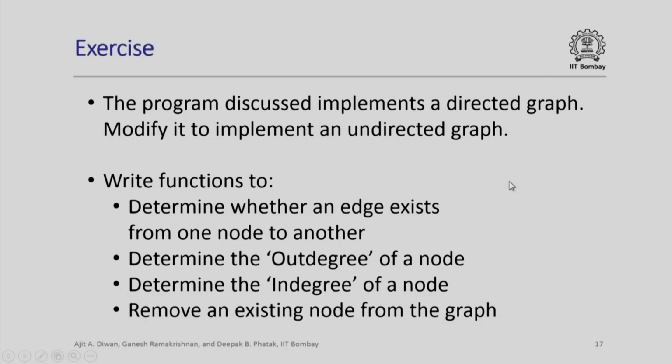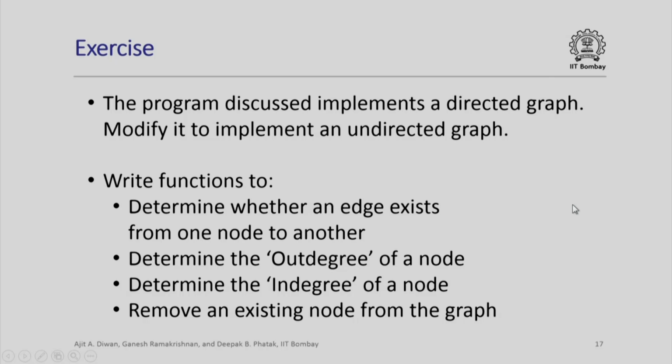As an exercise, try to implement a program which takes a directed graph description from the user and modify that program to implement an undirected graph. There again, try to write functions to determine whether an edge exists from one node to another, or determine the out degree and in degree of a node, or remove an existing node from the graph. So these are simple exercises similar to what we have already done.